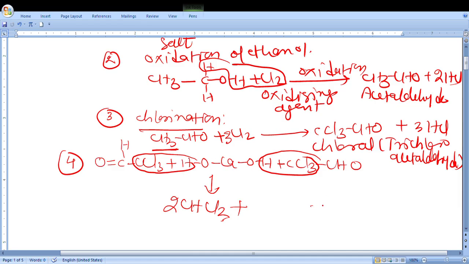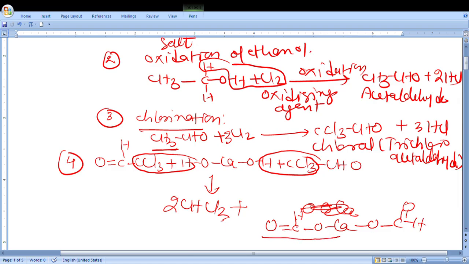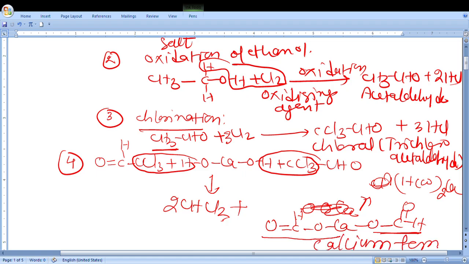Ca, O, then we will write in this way, O double bond CH, O Ca, O, C double bond. So this is one HCOO and this is another HCOO. In this way we have (HCOO) whole twice Ca, which is known as calcium formate.